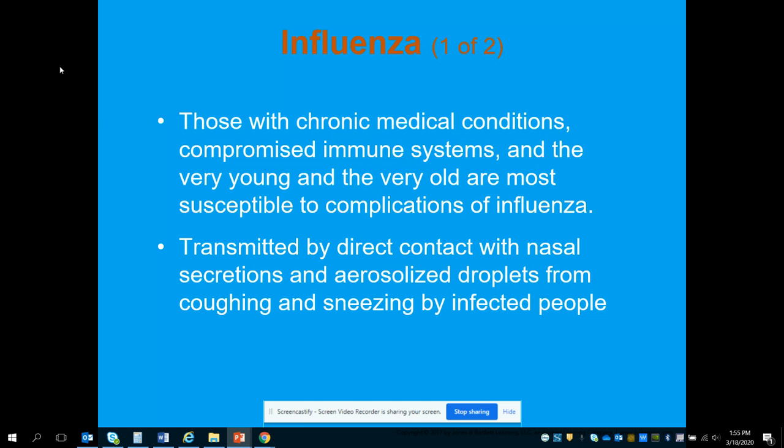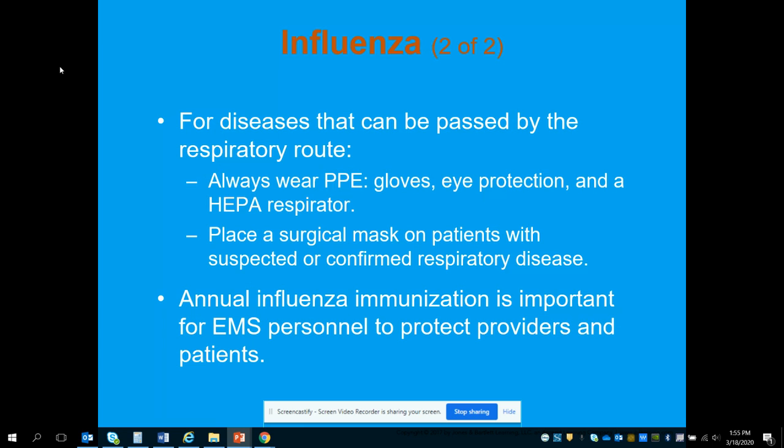Now, this is specifically looking at influenza, but it is relevant to all airborne illnesses that can be contagious like that. So it's going to most affect those who have chronic medical conditions, who have compromised immune systems, the very young, the very old. That's who is usually most susceptible to complications of the flu or other respiratory sicknesses. This is transmitted by direct contact with nasal secretions and aerosolized droplets from coughing and sneezing by infected people.